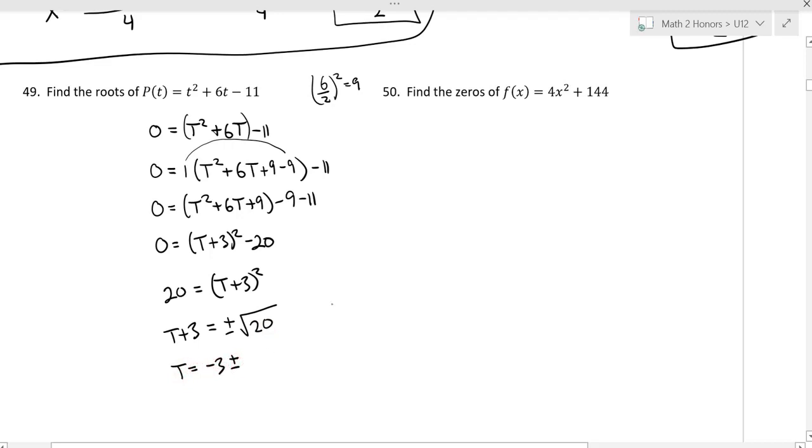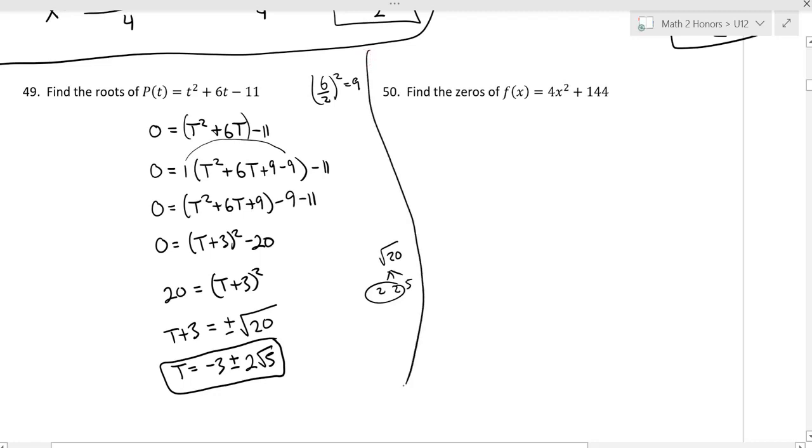And 20 is 4 times 5. Right, so you get the square root of 20, 2 times 2 times 5. And so we're going to get 2 root 5. So t is equal to negative 3 plus or minus 2 root 5. And that's solving by using the method of completing the square.